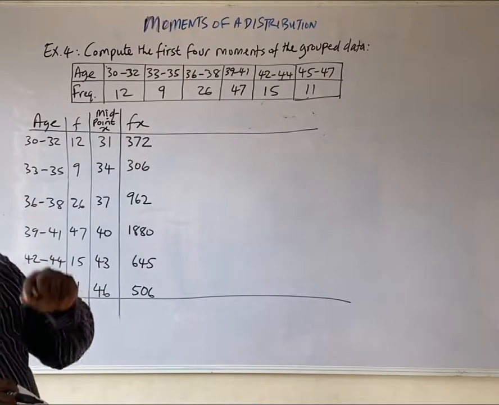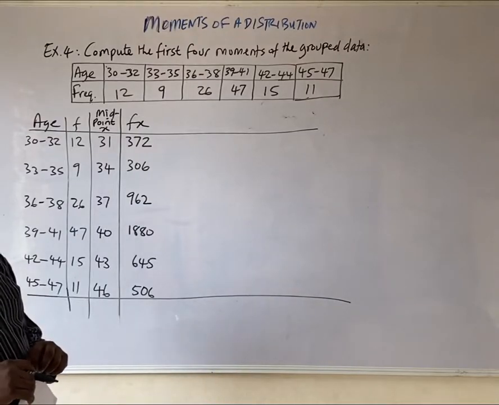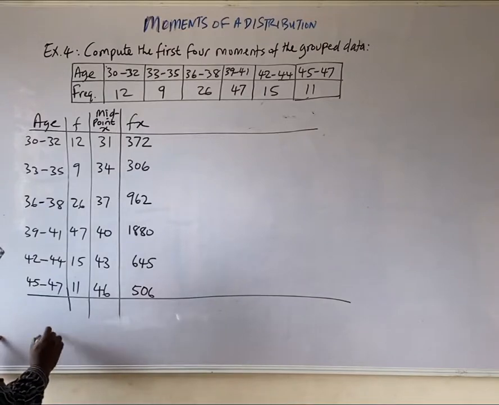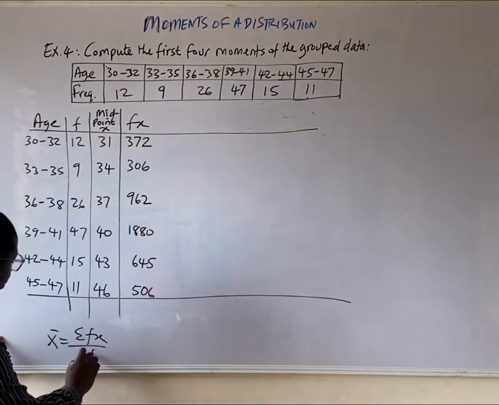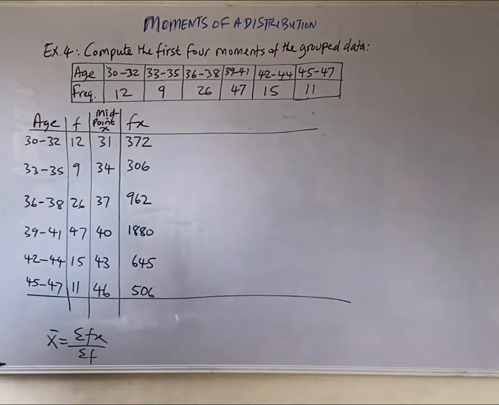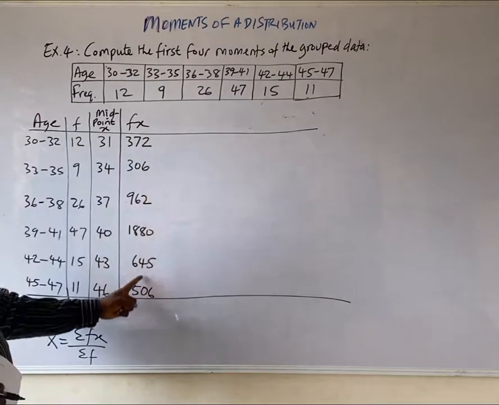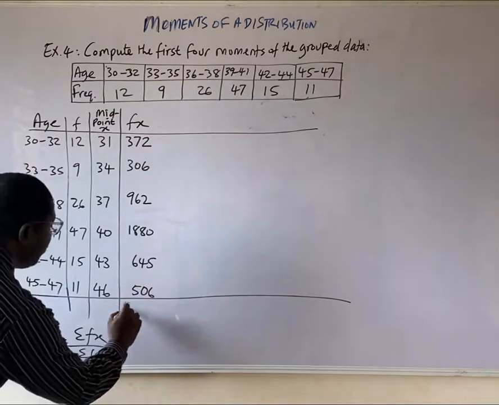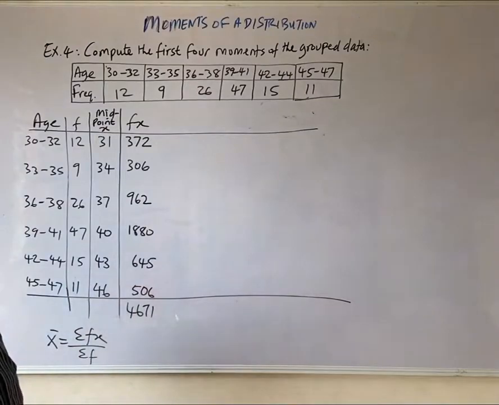Thank you. It's because we need to find the mean of the distribution. And the mean of the distribution is given as summation fx divided by summation f. Can you quickly add the summation of fx here? Can you do that quickly on your own? What I have here is 4,671. Is that what you got?